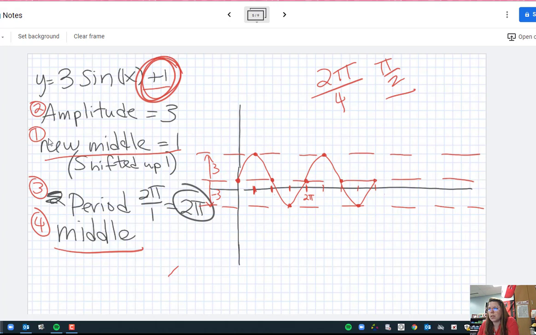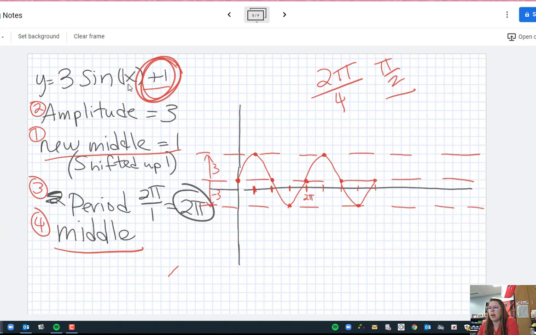Okay, so I labeled this as 1, I labeled this as 2. From 1, I'm going up 3 units and down 3 units. And so I have another line at 4, that's my maximum, and I have another line at -2, that's my minimum. And so I have all 3 of these lines labeled so that I know where my points need to go. And so that's the new middle and my amplitude.